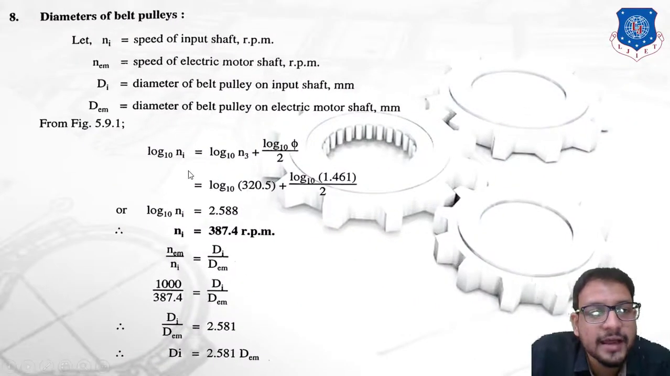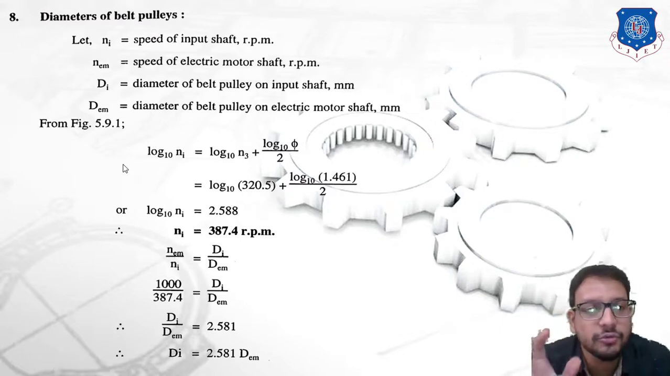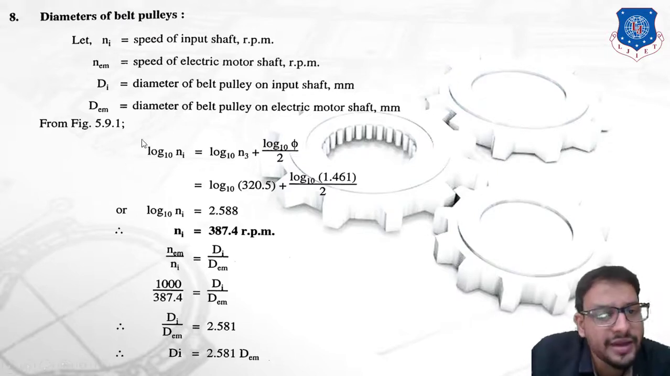You can see from this diagram log ni to the base 10, or we can directly say that ln. In a calculator you need to select ln, because in the calculator you would be given log to the base e. Okay, so for log to the base 10 we need to select ln. Over here you can consider this as ln ni is equal to ln n3 plus ln phi upon 2. Now n3 we know from the diagram, that is we have determined it is 320.5, and phi we have determined that is 1.461. So substituting all these values, we are getting ni is equal to 387.4 revolutions per minute.